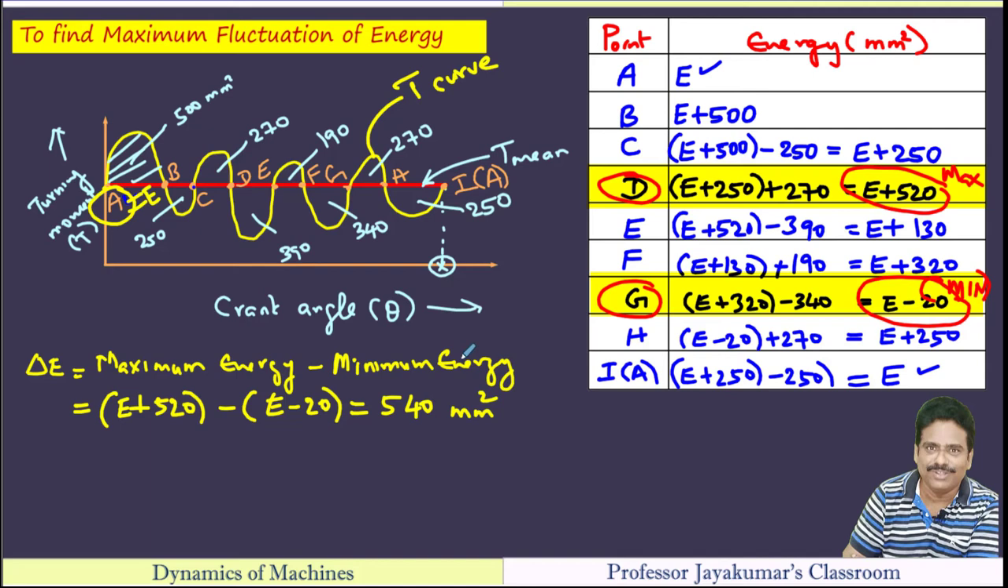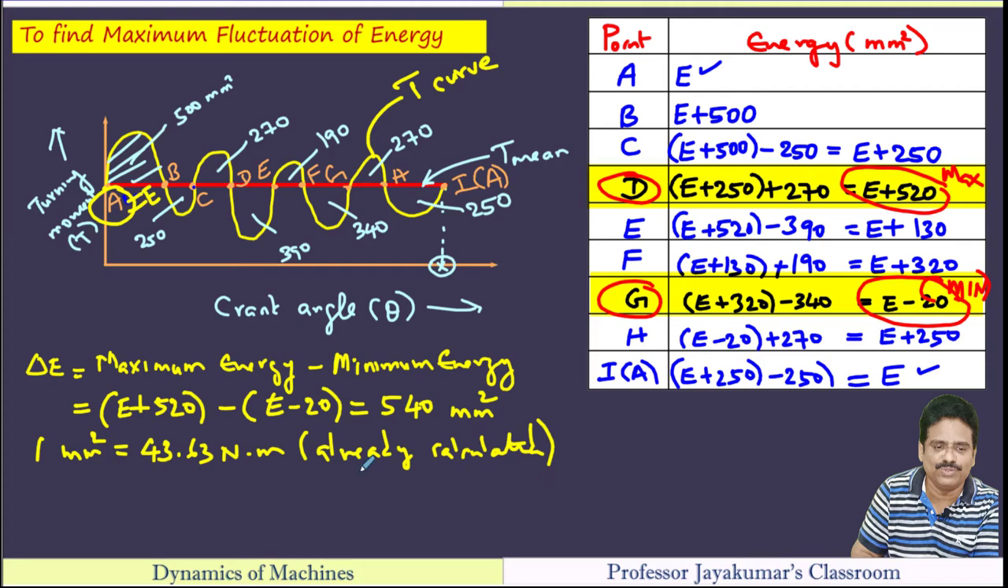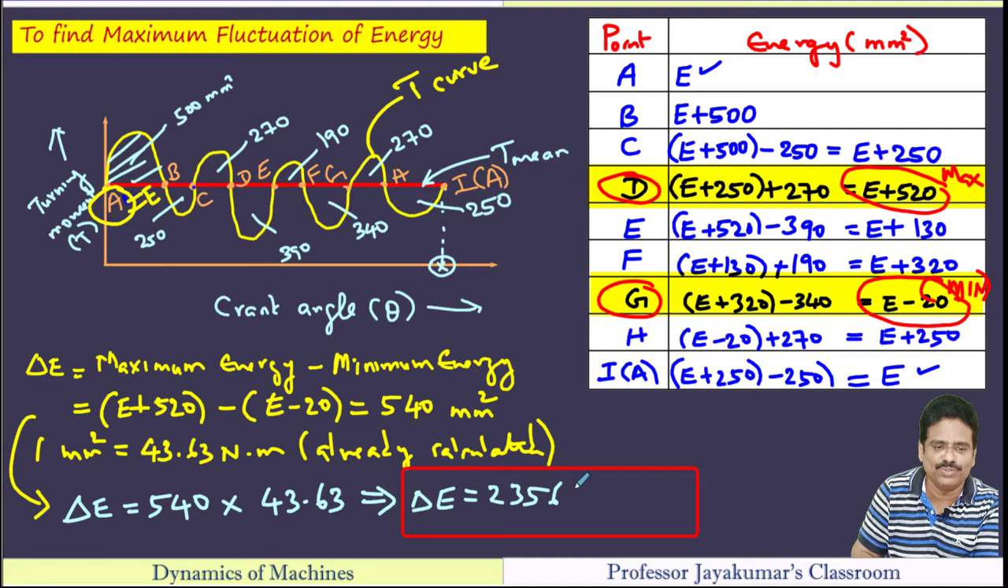I want to convert into the energy units. Already we found 1 mm square is equal to 43.63 newton meter. Therefore, now I can write delta E is equal to 540. Instead of mm square, I am putting the scale. So by calculation, I am getting 23,560. There you are. So we got the delta E value.